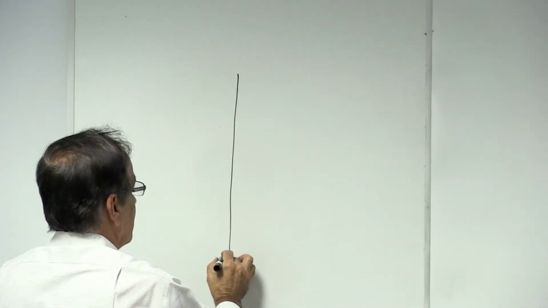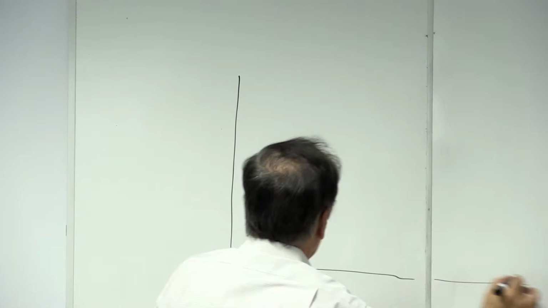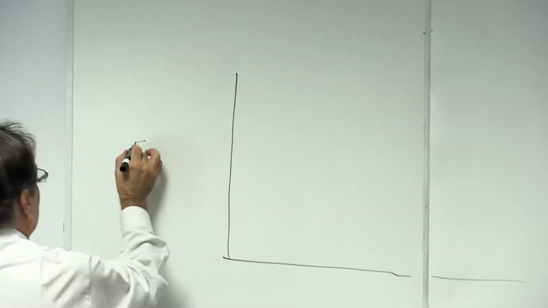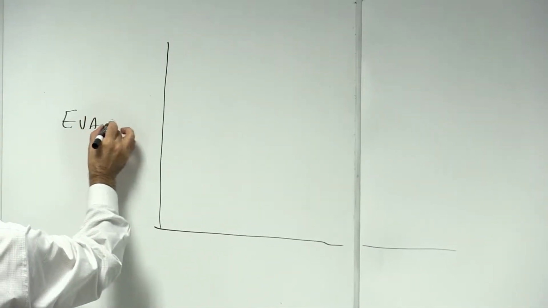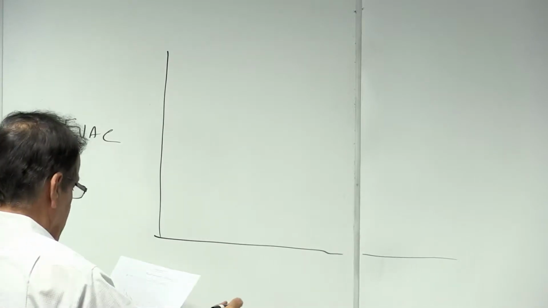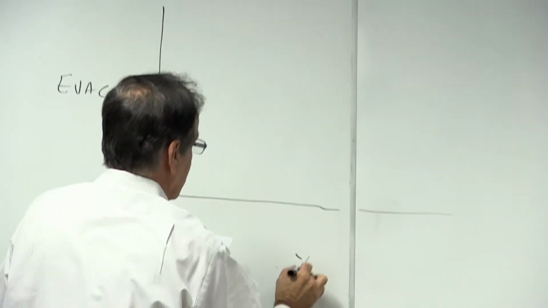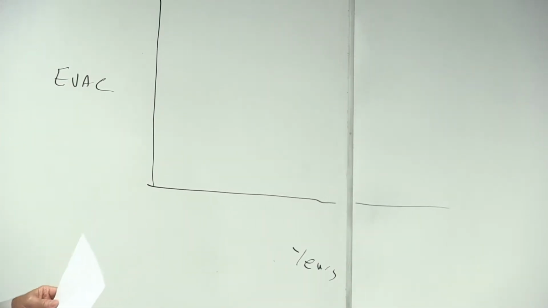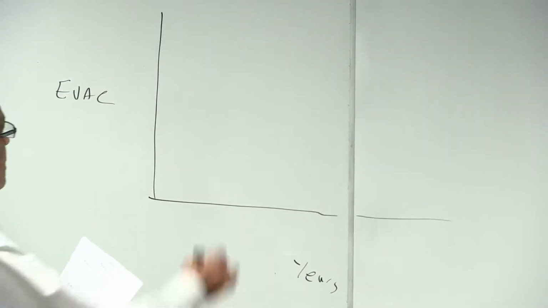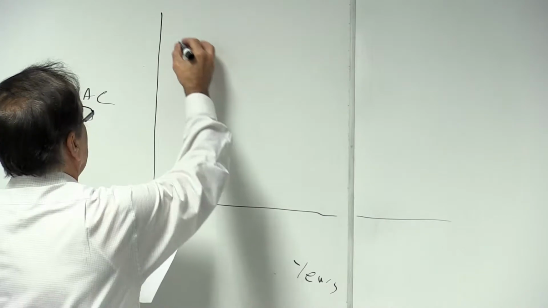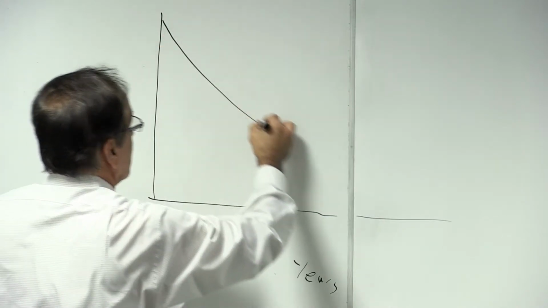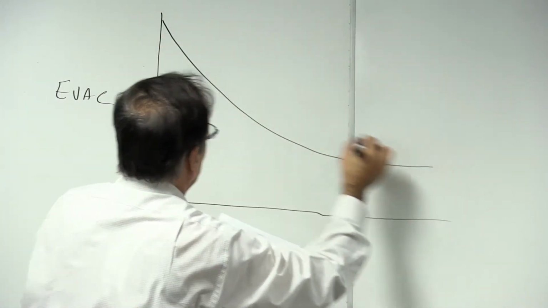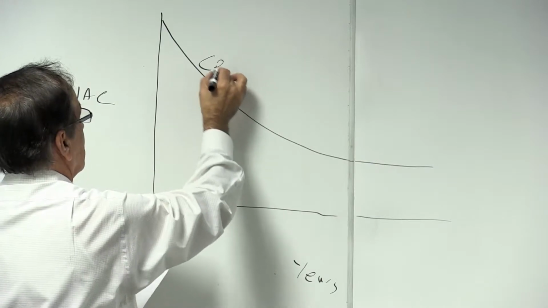To explain here, I'm going to show you a diagram. And this axis is the equivalent uniform annual cost for maintaining the equipment. And this is the number of years. Now, there are two types of costs. One of them is called capital recovery, which maybe represents this curve. We call this one CR, capital recovery.